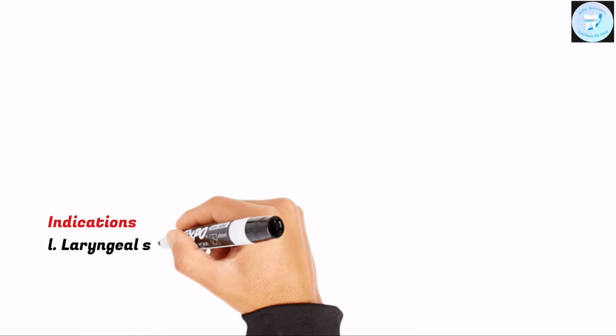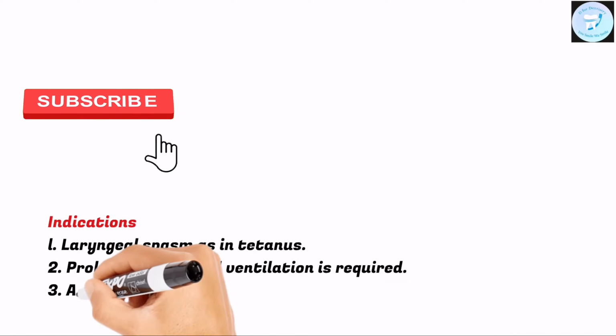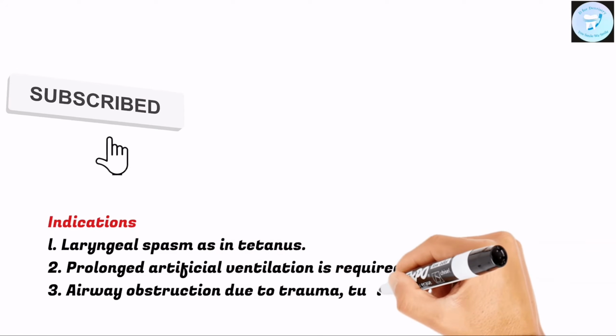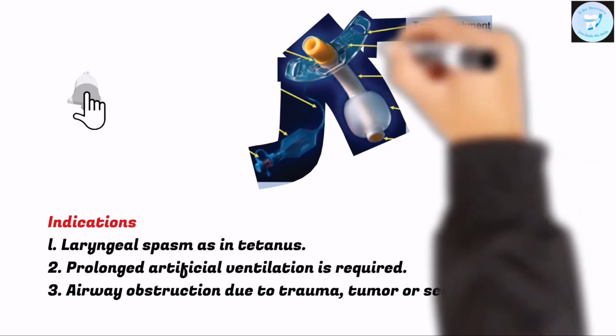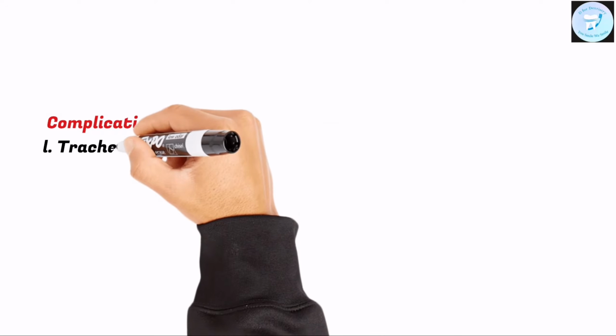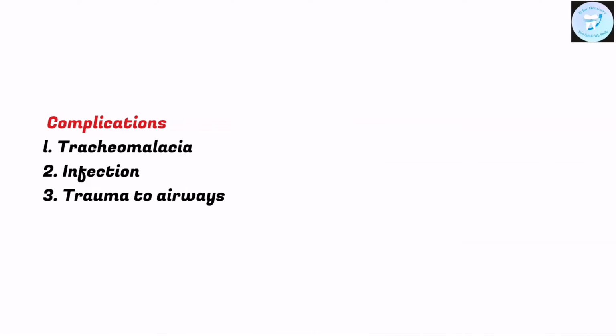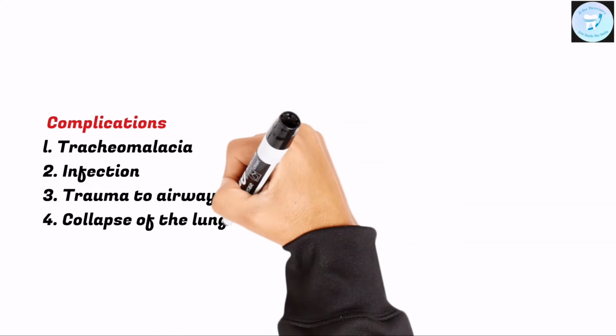What are the indications? First, laryngeal spasm as in tetanus. Second, prolonged artificial ventilation is required. Third, airway obstruction due to trauma, tumor or secretion. Complications. First, tracheomalacia. Second, infection. Third, trauma to airways. Fourth, collapse of the lung.